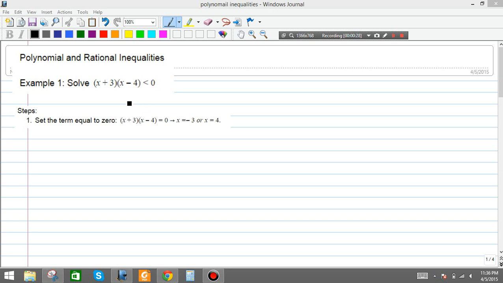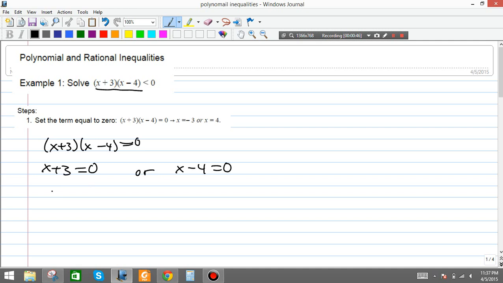In order to solve this, the first step is that you set this entire thing equal to 0. If you set (x + 3)(x - 4) equal to 0, then this means that x + 3 is 0, or x - 4 is equal to 0, in which case x is equal to negative 3, or x is equal to 4. That is the first step.